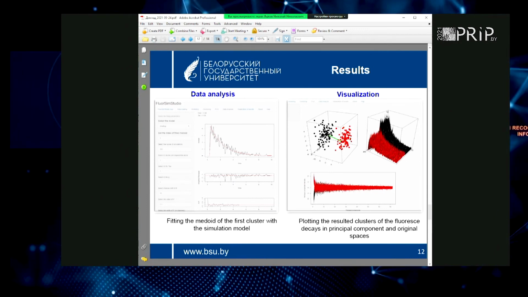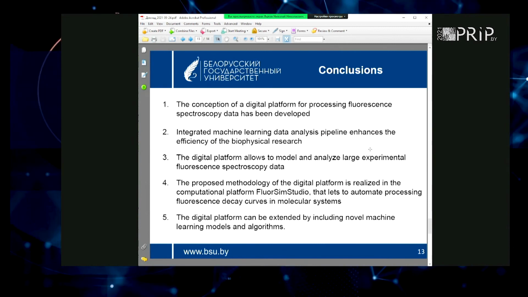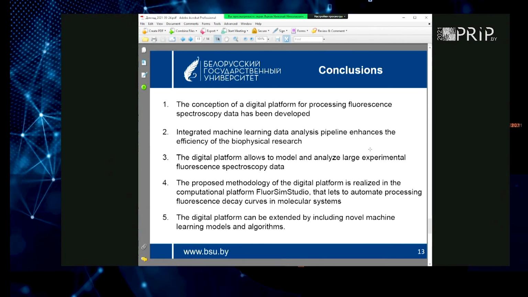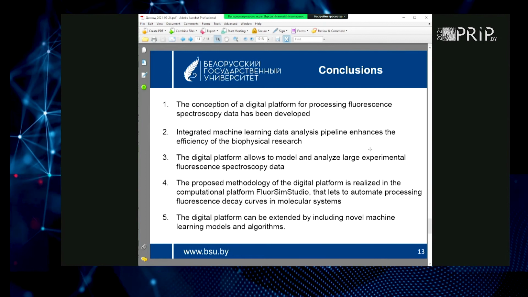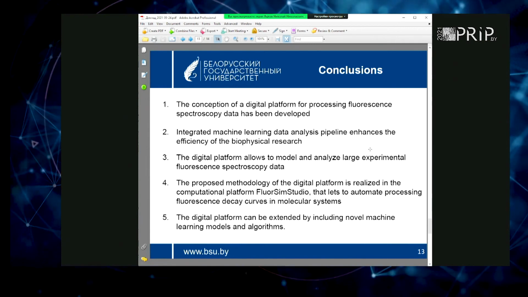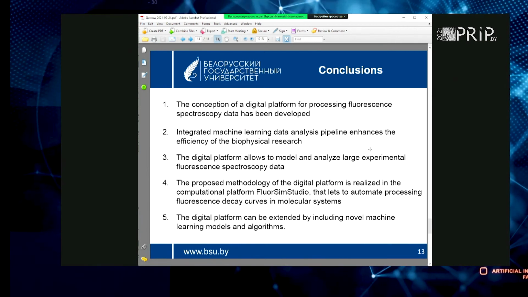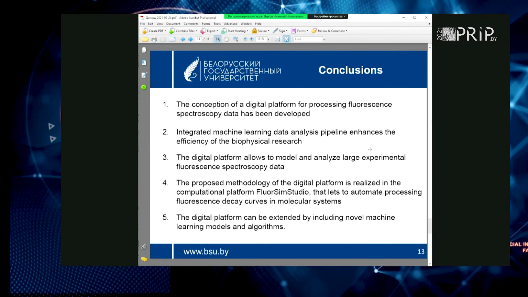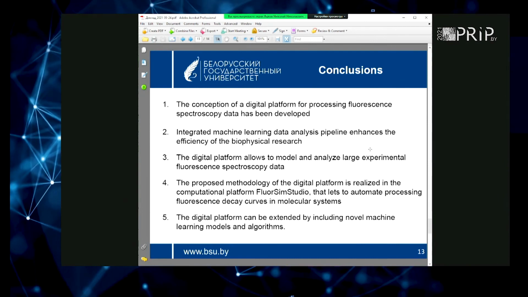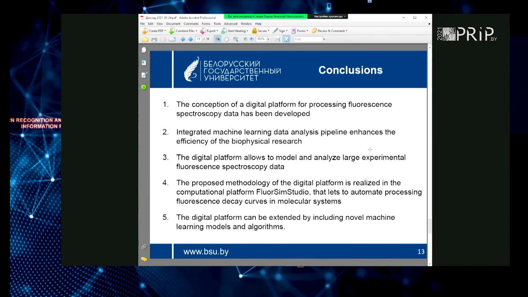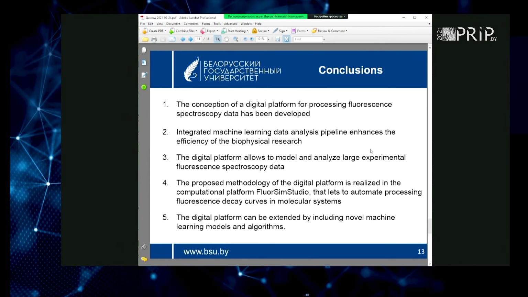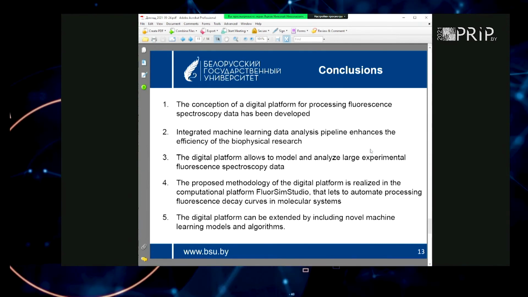So I would like to finalize my talk and say that the conception of a digital platform for processing fluorescence spectroscopy data has been developed, and the integrated machine learning data analysis pipeline enhances the efficiency of biophysical research. This digital platform allows us to model and analyze large experimental fluorescence spectroscopy data. The proposed methodology is realized as the digital platform Fluorescence Studio for analysis of fluorescent kinetic curves, and the platform can be extended by including novel machine learning models and algorithms as well as simulation models.